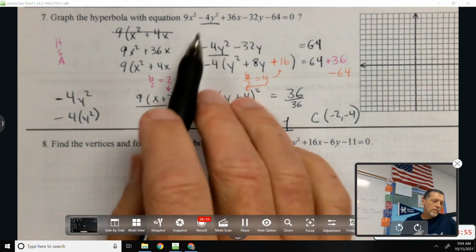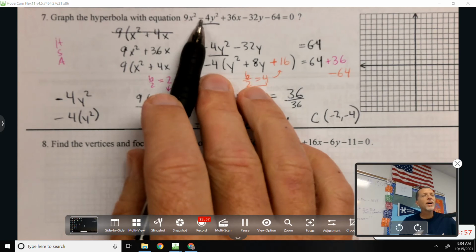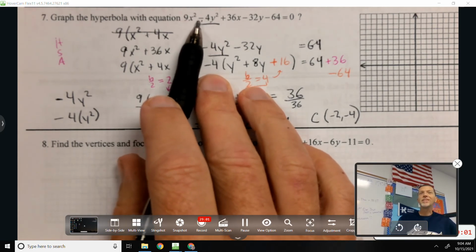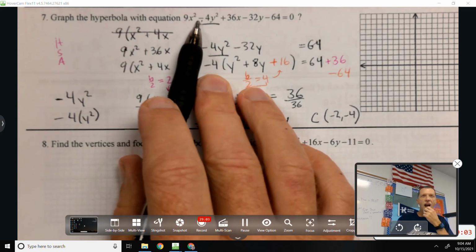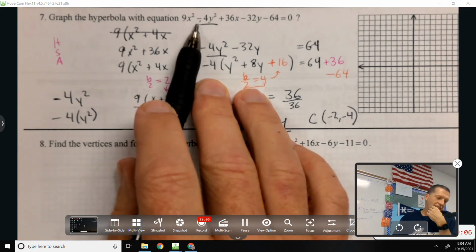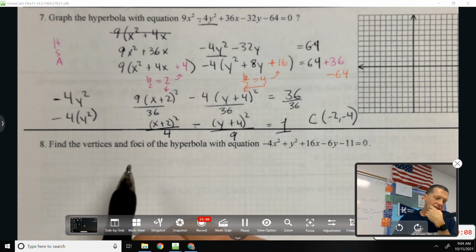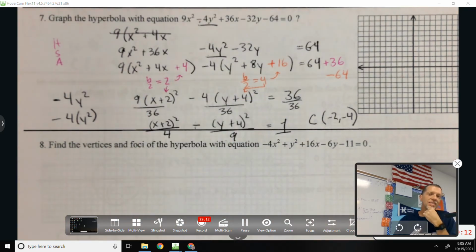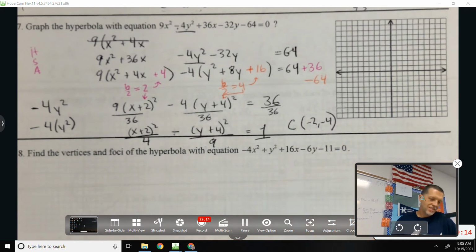If this was a positive? Yeah. Well, if that was a positive, this wouldn't be a hyperbola. It'd be an ellipse. So it starts negative. I thought you had to subtract it to make it negative. The negative was given to me. That's what made it a hyperbola. You guys, some of you are still not convinced.